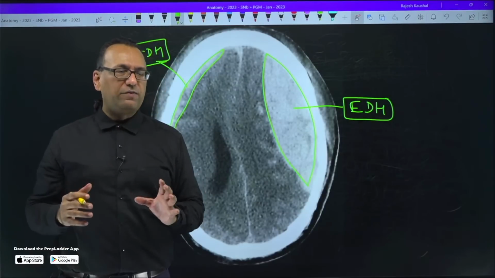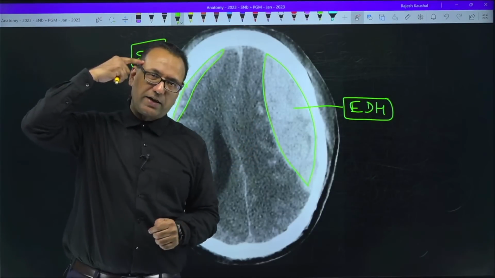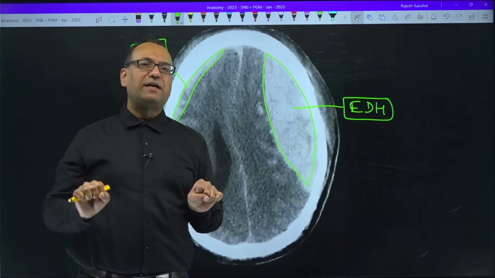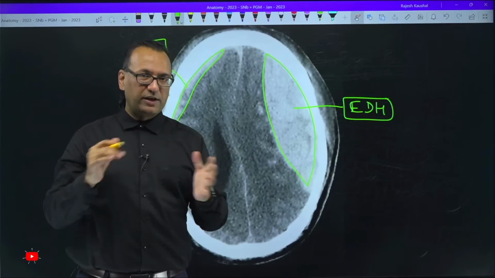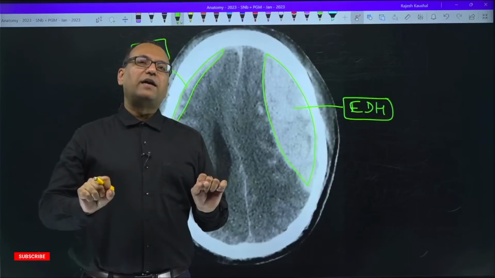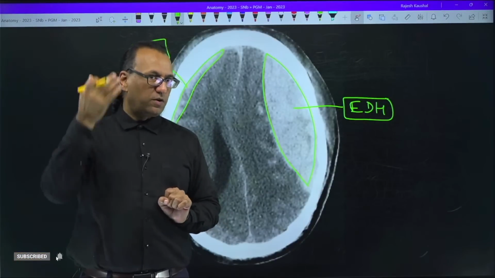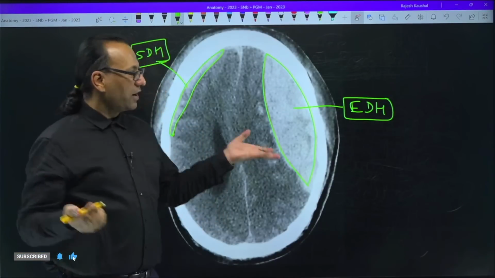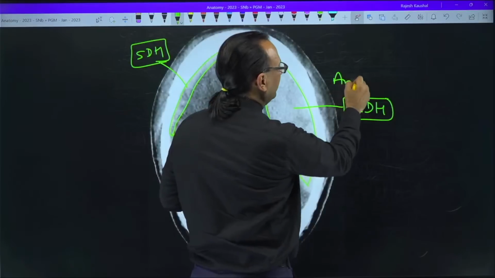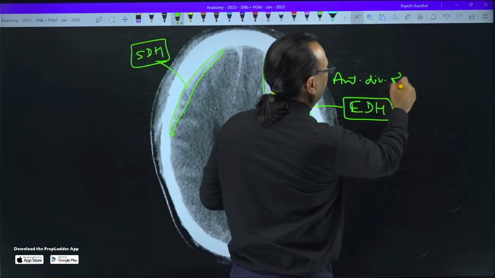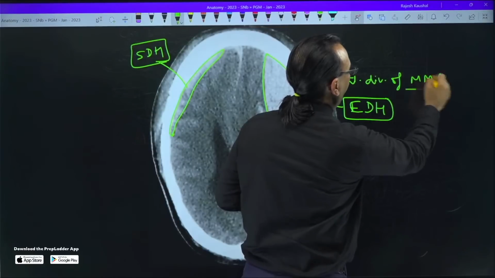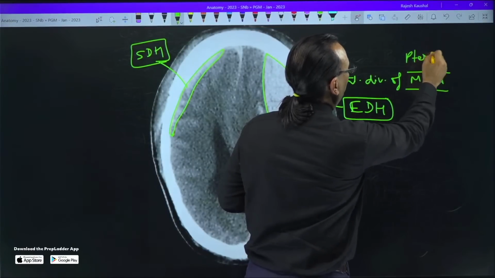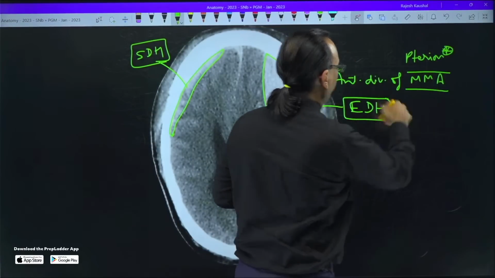Now, normally what we teach is there'll be a fracture at the pterion. Some young man is driving a bike without helmet. That is the usual history we give. Young man riding a bike without helmet falls down. There's a fracture at pterion and one artery is bleeding, which is the anterior division of middle meningeal artery deep to pterion. So he will have extradural hemorrhage.